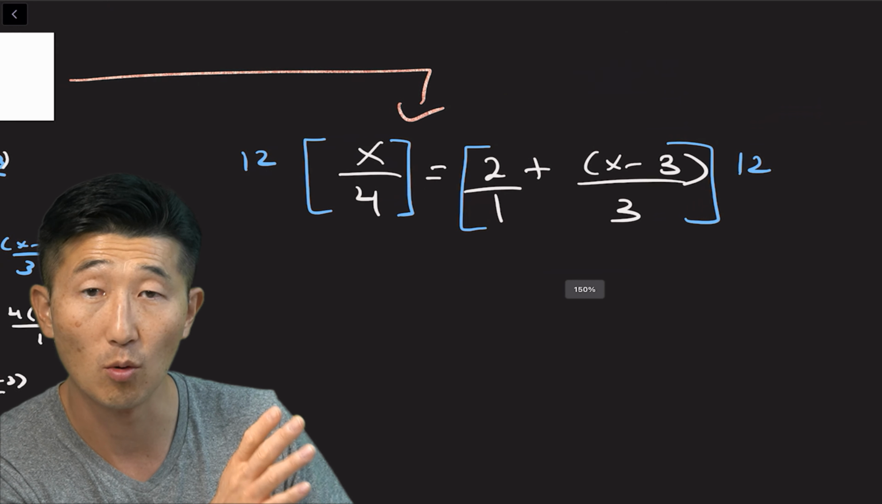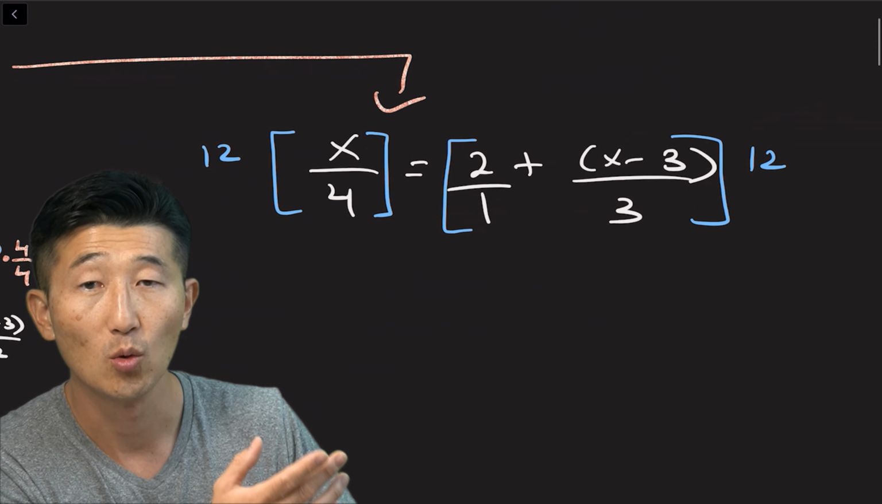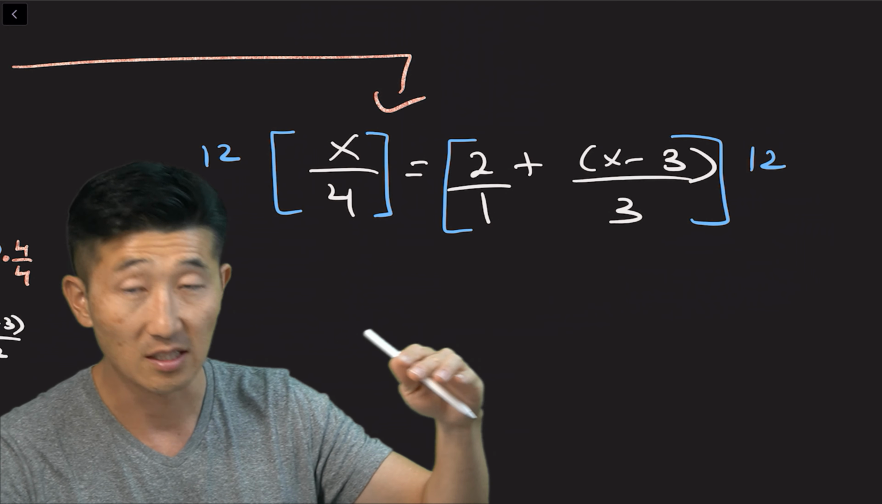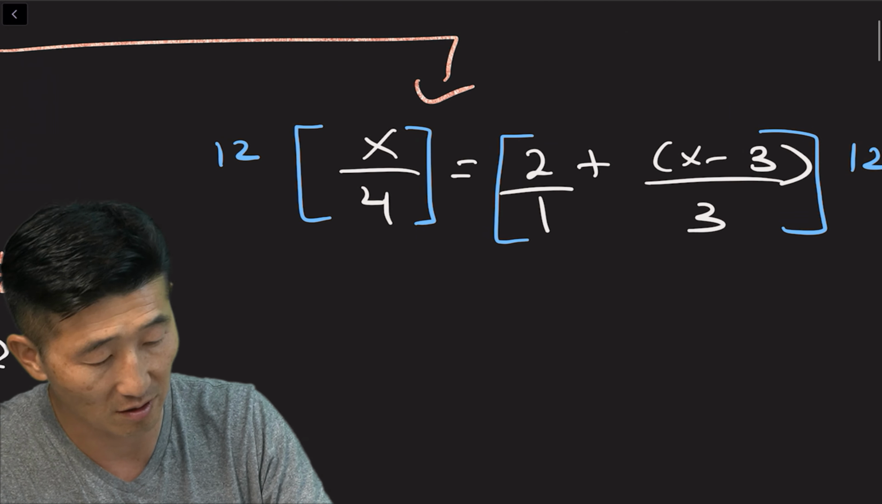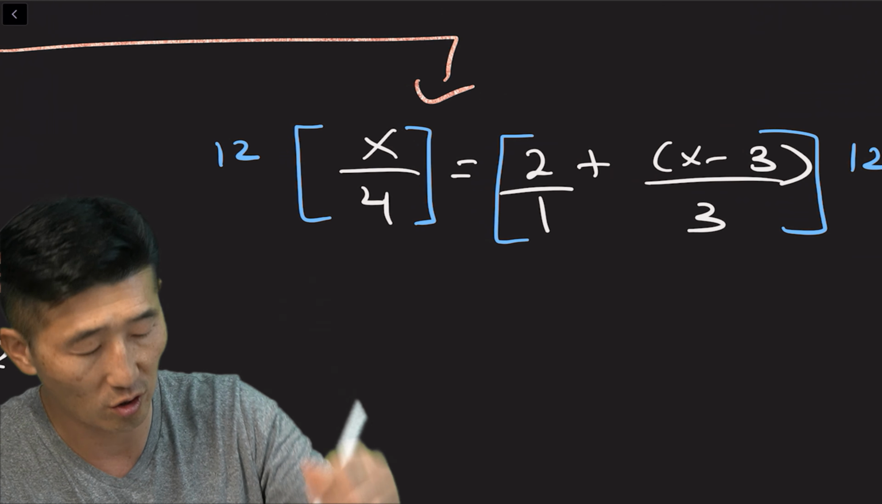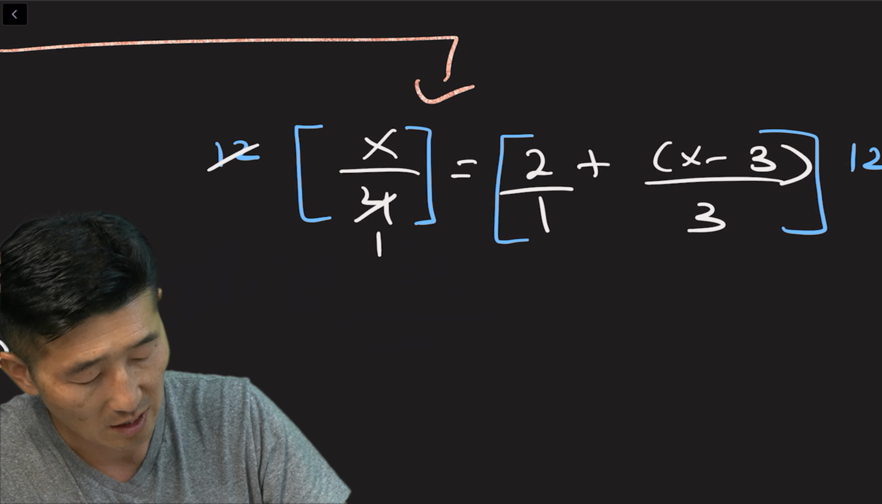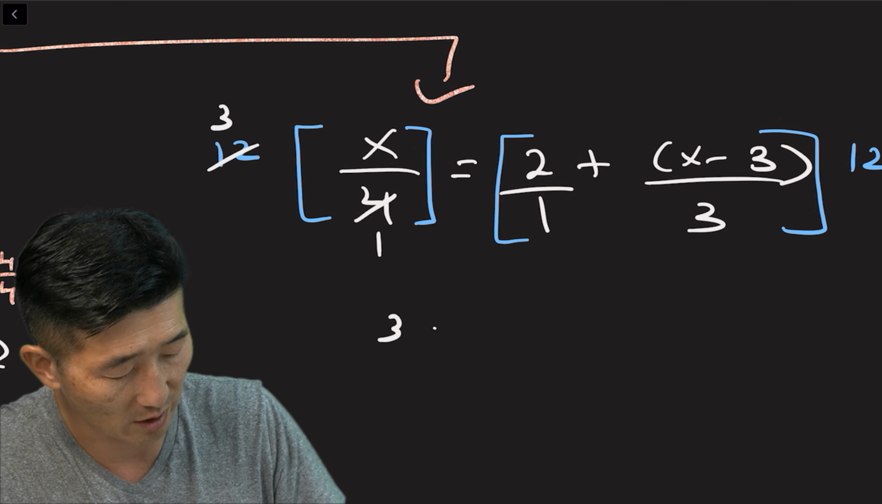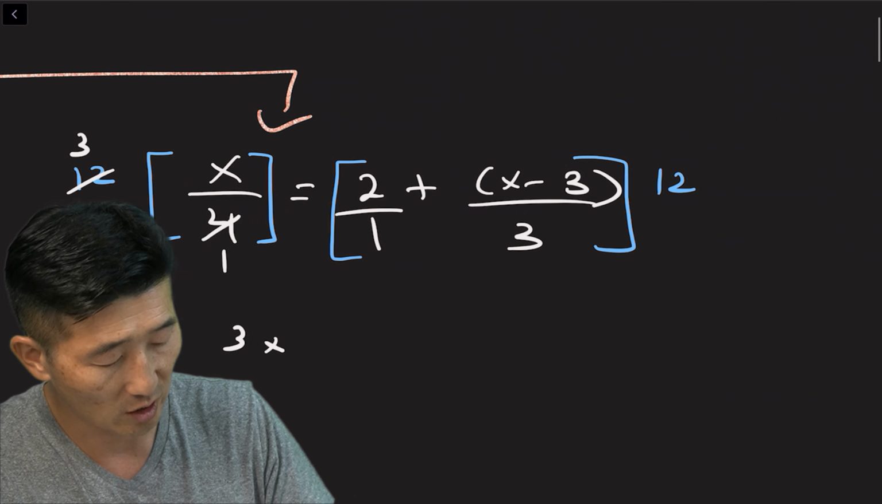Now you might be asking, well, why? Well, watch what happens. When you take the common denominator and you multiply both sides with it, the denominator cancels out. Here, the 4 and the 12 cancel out. This will become 1. This will become 3. What's left? 3 times x is simply 3 what? 3x.